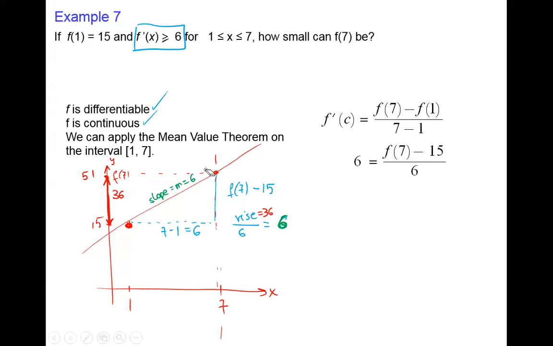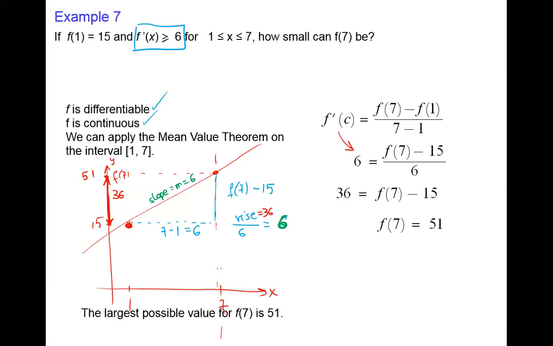And I'm using the same thing. Average rate of change and slope. They have to be the same. I mean, the slope of the tangent. And we're just adding 15 to 36 because we need that 36. Okay, the largest possible. Oh, no, that's the smallest, right? I think I copied wrong. That's the smallest possible value.